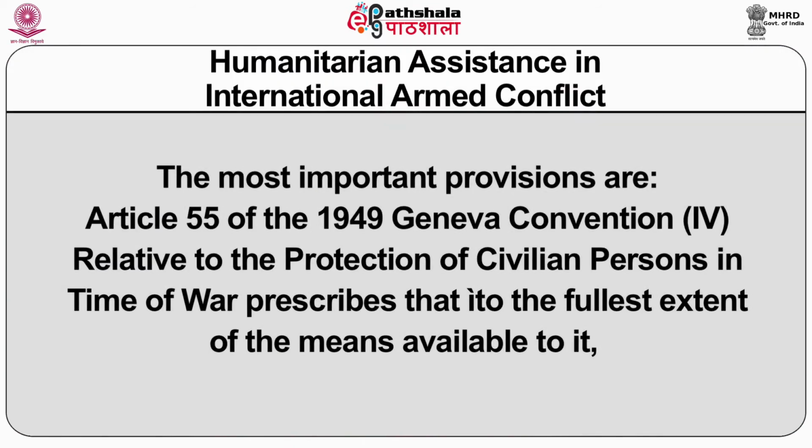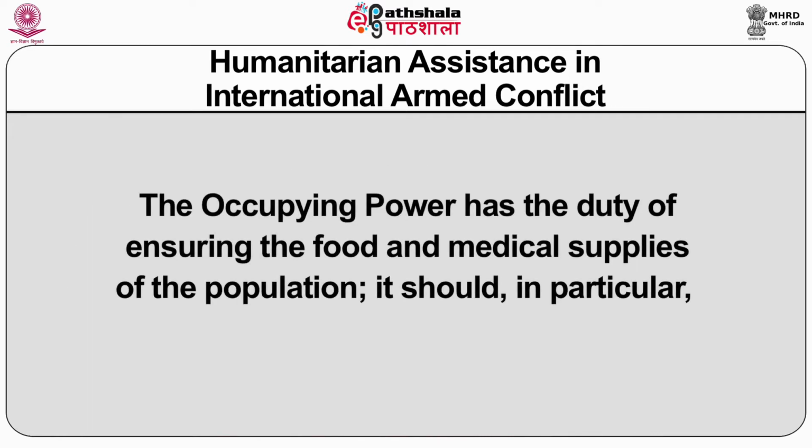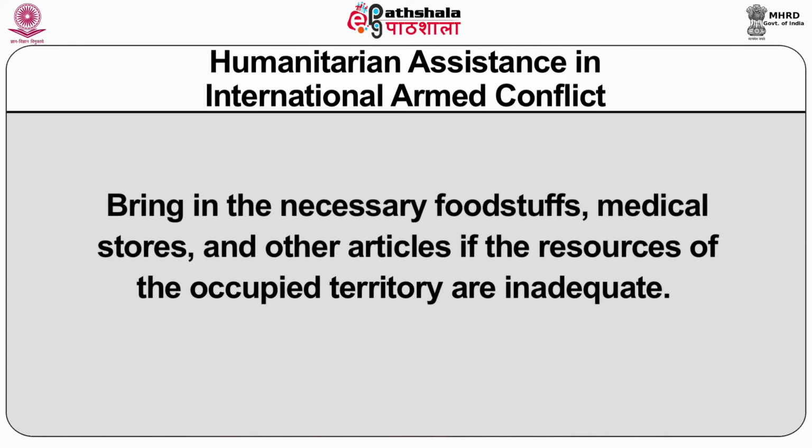The most important provisions: Article 55 of the 1949 Geneva Convention IV, relative to the protection of civilian persons in time of war, prescribes that to the fullest extent of the means available to it, the occupying power has the duty of ensuring the food and medical supplies of the population. It should, in particular, bring in the necessary foodstuffs, medical stores, and other articles if the resources of the occupied territory are inadequate.